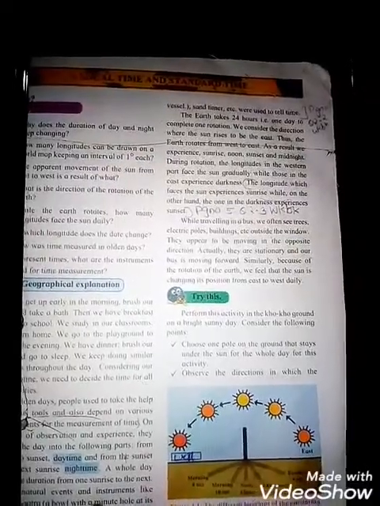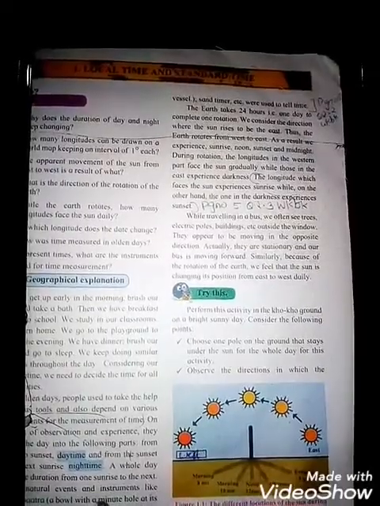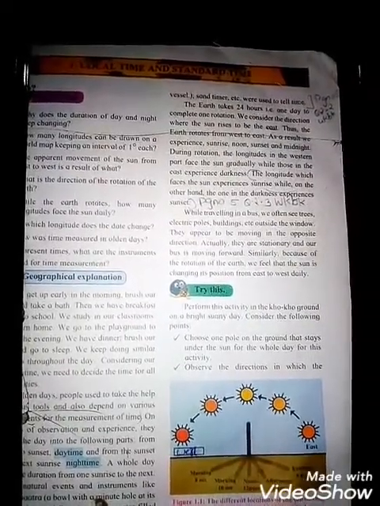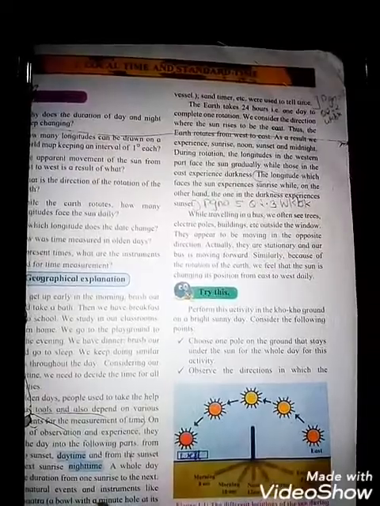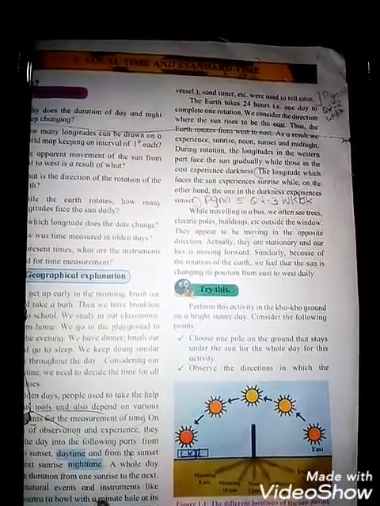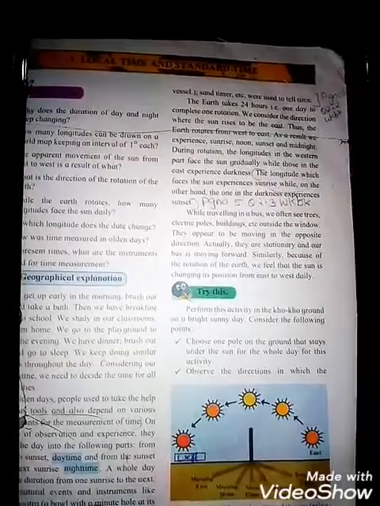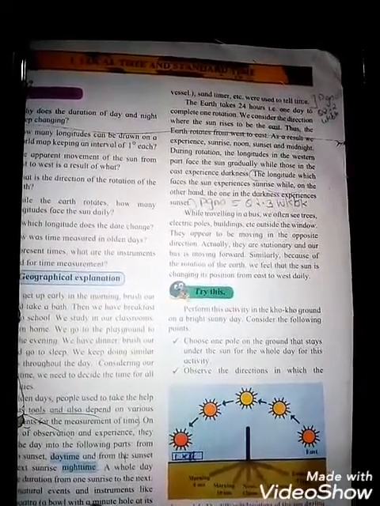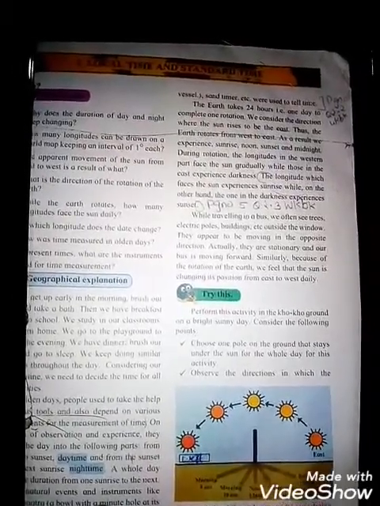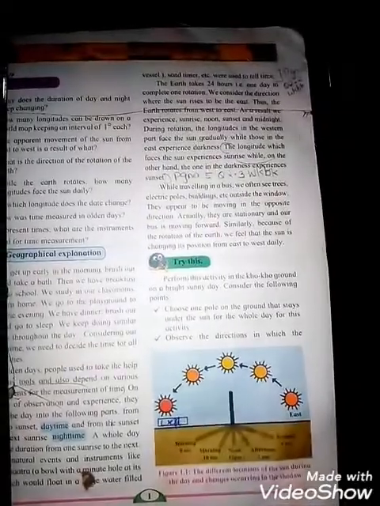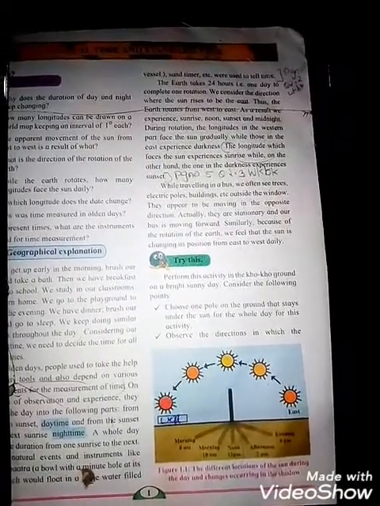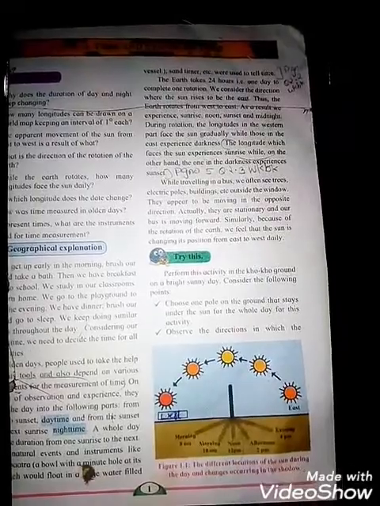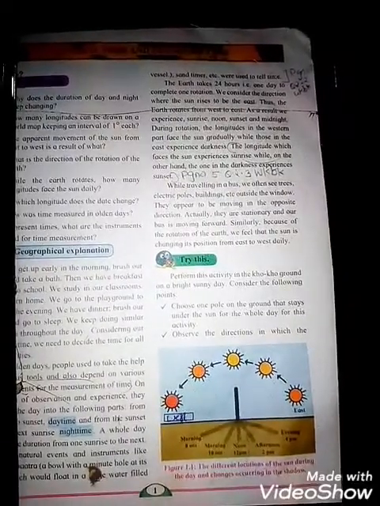And in the same way, we realize that the sun is in a permanent place, the sun is not changing anything. But from the earth we realize that the sun is rising in the east and setting in the west. But actually what happens is that the earth rotates, and because of the rotation of the earth, this happens. The sun will not change its place. Try this. Perform this activity in the playground on a bright sunny day. Consider the following points.